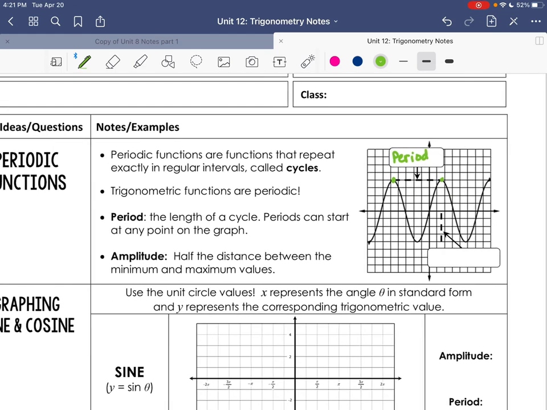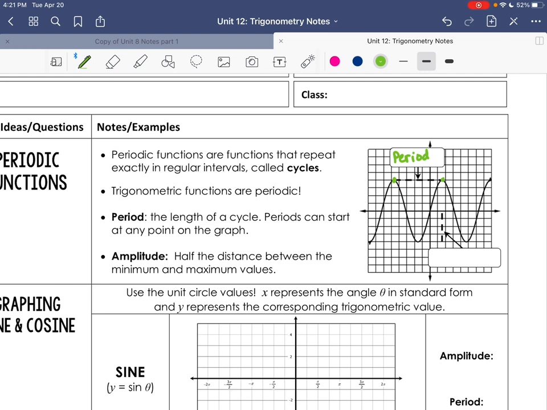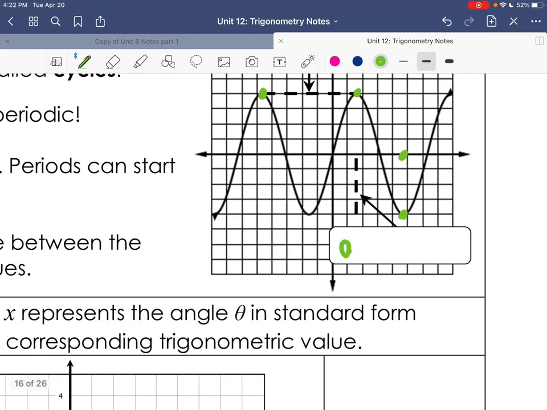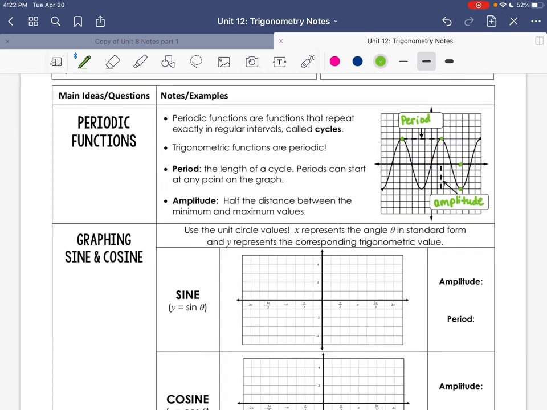And then the amplitude is half the distance between the minimum and the maximum. So in a standard graph, it's from the x-axis to the bottom or the top. So what it's saying right here is, here's the bottom, here's the x-axis. So measuring that is the amplitude. So let me zoom this in so I can write it. Okay, so there we go. So we've got the period is distance left to right, amplitude is distance top to bottom.